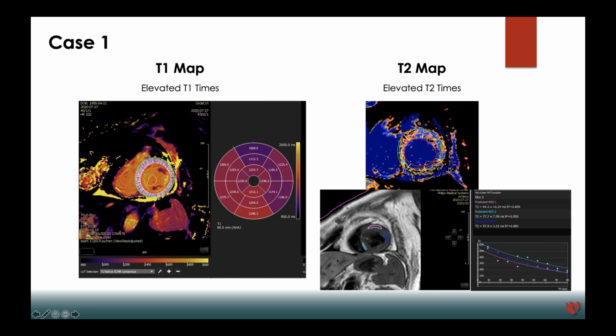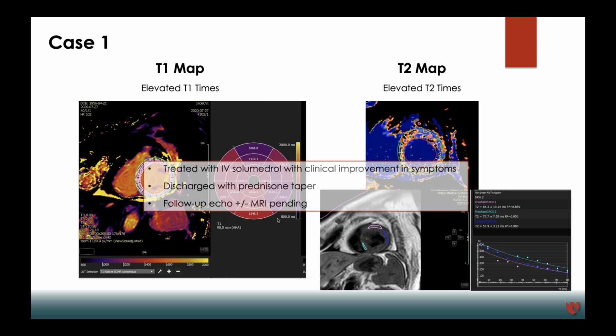T2 color map as well showed elevated T2 times. And here was a region of interest quantifying the T2 relaxation times in the inferior septum, almost 78 milliseconds for T2 time. So that's definitely abnormal. So quantitatively, this patient had really significant markers of myocardial injury and myocardial inflammation.